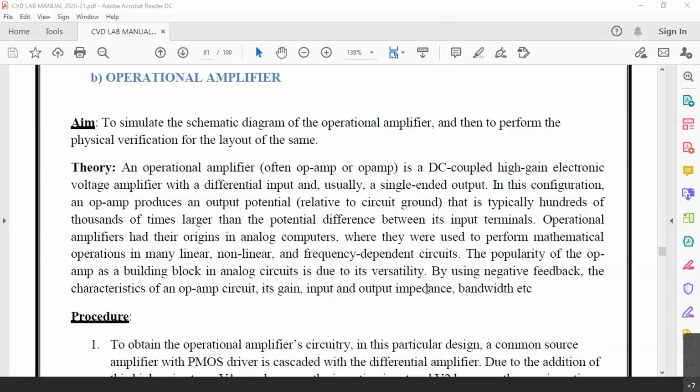Otherwise also, as I had told in the previous class, if we have a differential input and differential output amplifier, then it will have a very large CMRR, due to which the noise effects can be minimized. By using negative feedback, the characteristics of an op-amp circuit, its gain, input and output impedance, bandwidth, etc. can be improved.